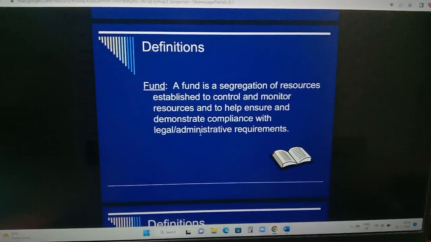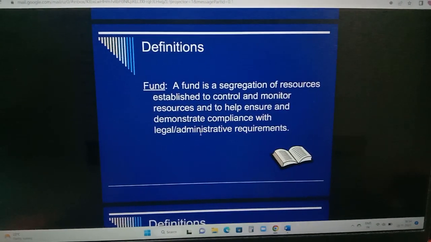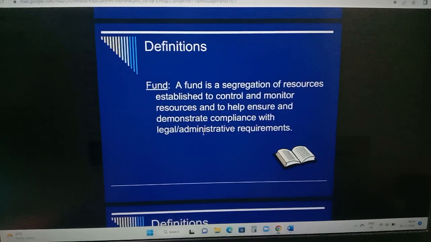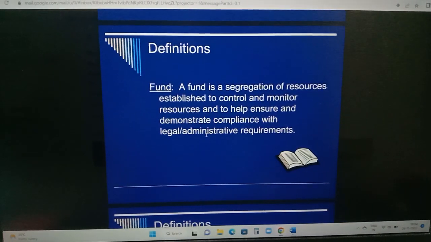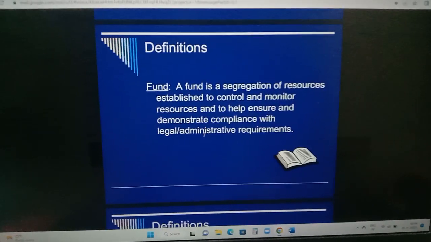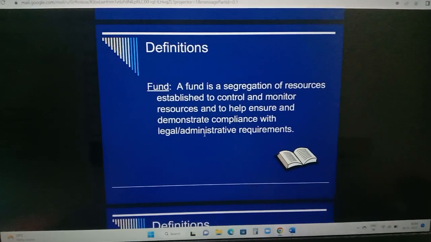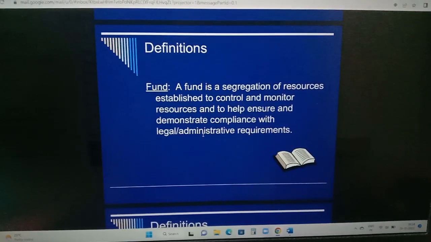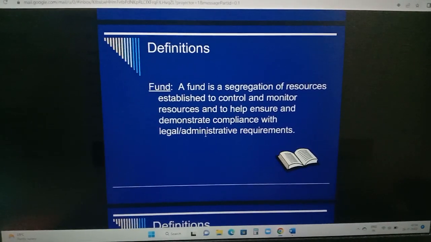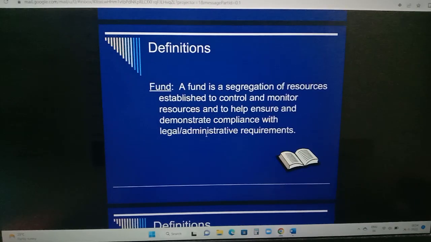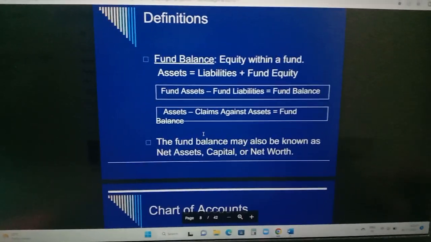Definition: a fund is a segregation of resources established to control and monitor resources and to help ensure and demonstrate compliance with legal and administrative requirements. So a fund is a segregation of resources established to control and monitor the resources, and to demonstrate compliance with legal or administrative requirements.